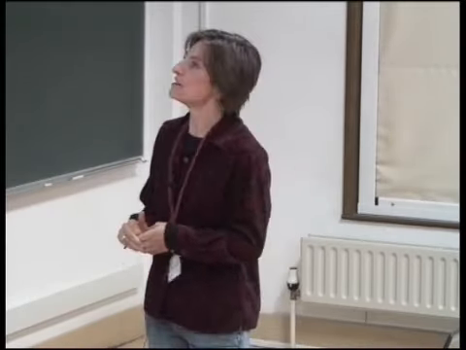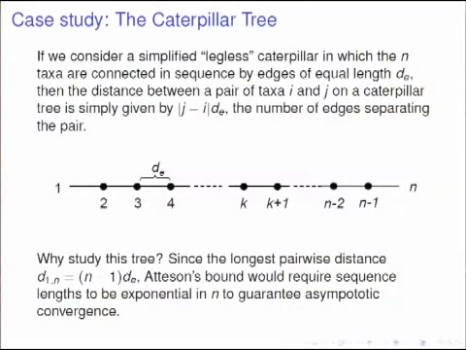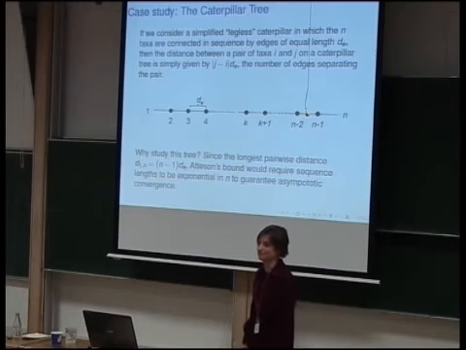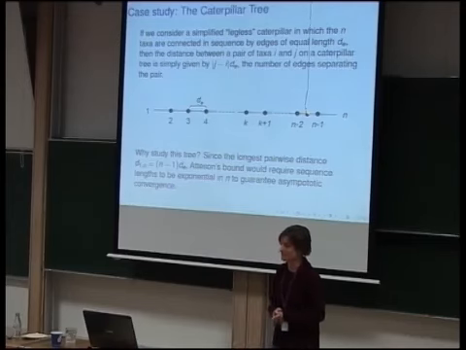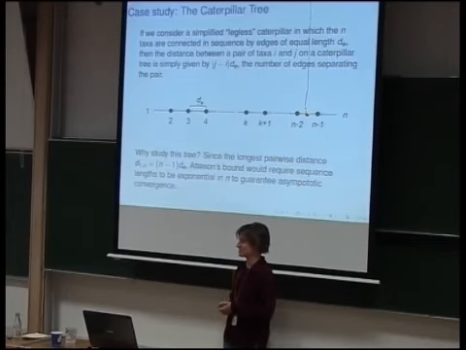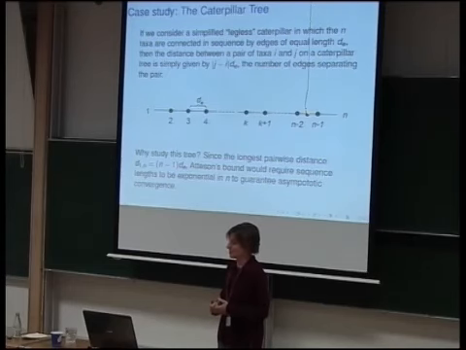All right, so why are we interested in this tree? Well, there's a few reasons, but one of them is that you can clearly see that our longest pairwise distance here will be the entire length of the spine. So this is a tough case, right? This would make Addison's bound require exponentially long sequences. So we were interested in seeing how it would do on this.